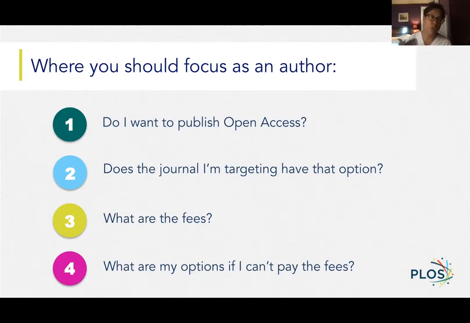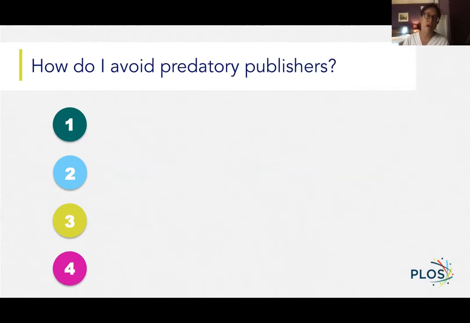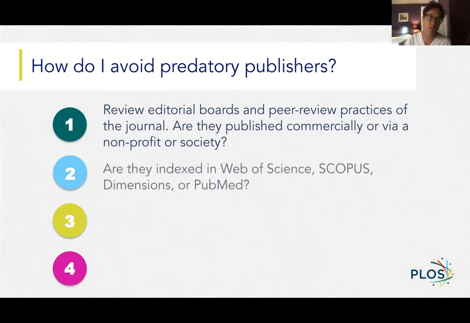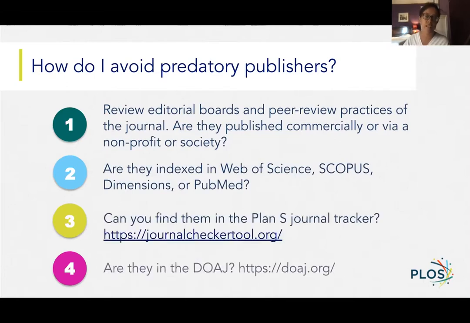Assuming you do, does the journal you want to publish in have an option? If they do, what is that option? Does it involve paying an APC? Because not all open access models require that. And if they do require paying an APC, what is my option if I can't pay the fees? Those are the first place to start with questions. If you're concerned about predatory publishers, there's a lot of really good resources listed on this slide that you can look to.